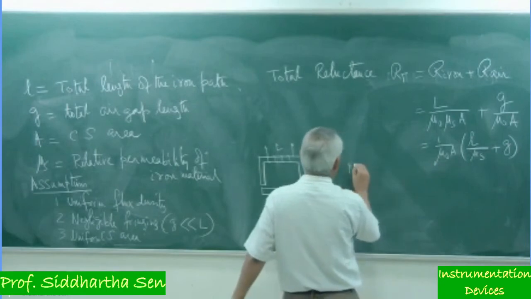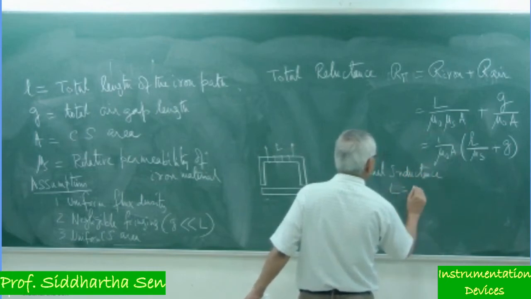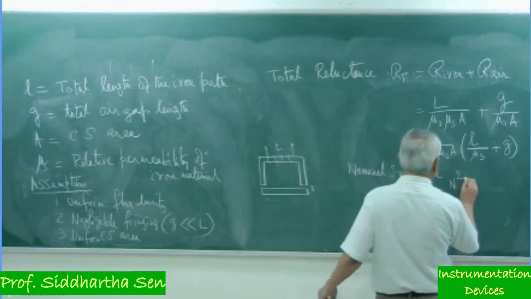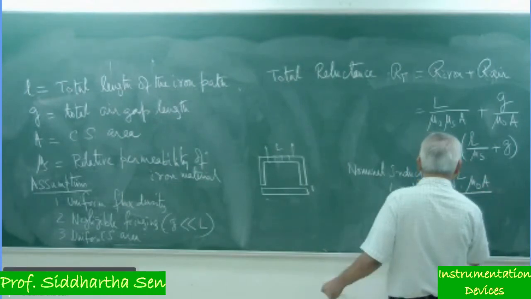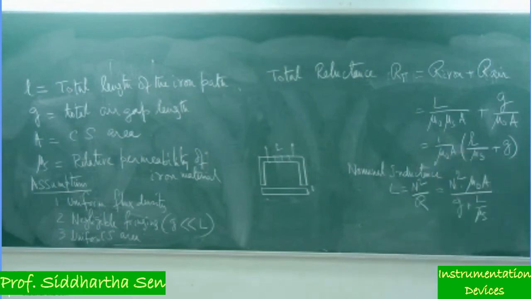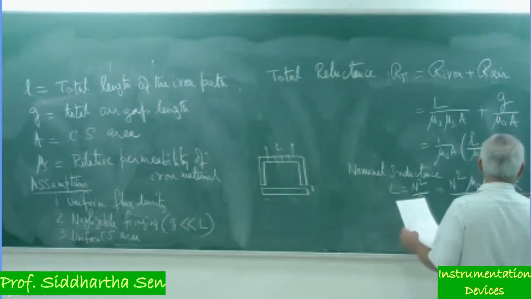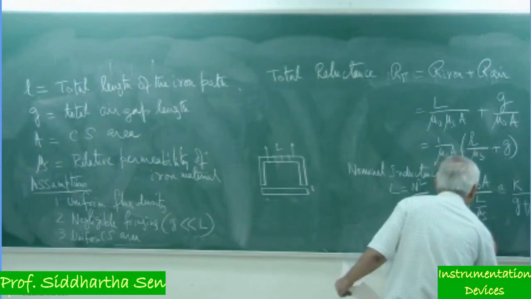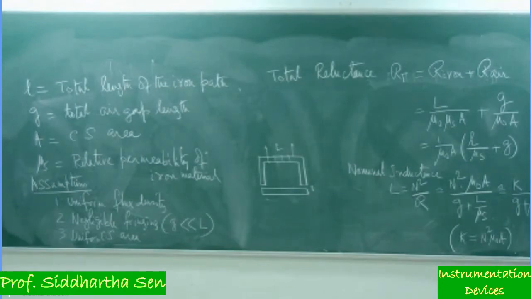So the nominal inductance L is equal to N square divided by R. So here it is N square into mu 0 A divided by G plus l divided by mu s. So these are simple. And we can say this is equal to K divided by G plus l by mu s, where K is equal to N square mu 0 into A. This is for the sake of simplicity.